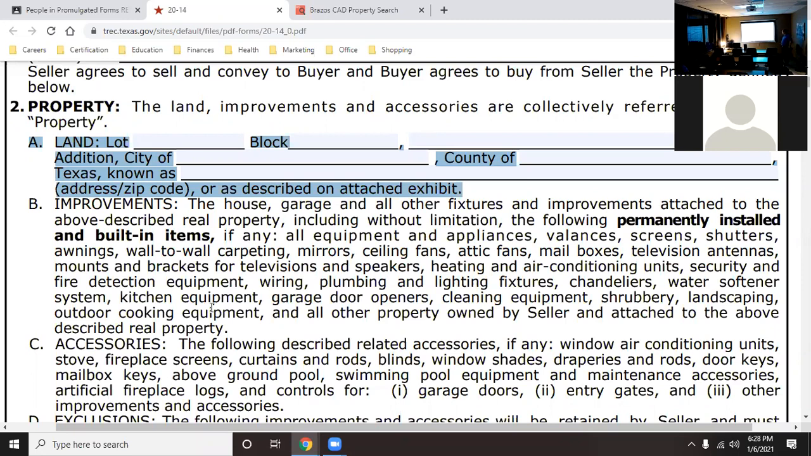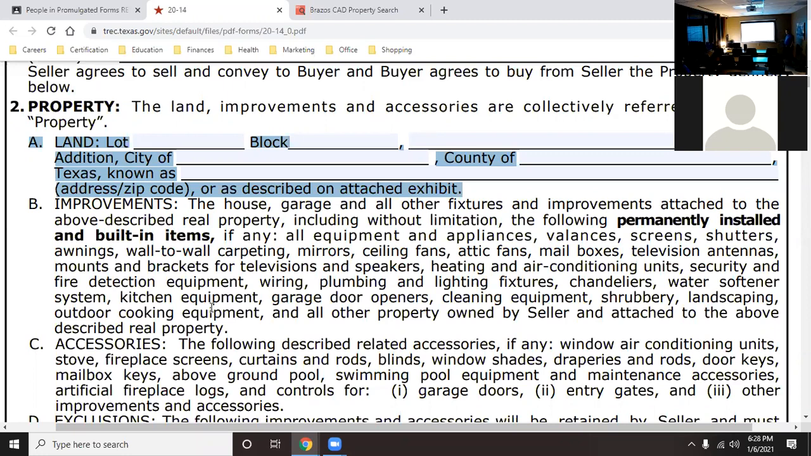I guess the attic fans, your mailbox. You don't get to take your mailbox. I'm sorry. You don't get to take your mailbox. Your television antennas. Be careful if you have DirecTV or Dish. That technically falls under television antenna. Hint. Any mounts or brackets for televisions or speakers. Very important. When you put a mount or a bracket in the wall, even though it can be unscrewed, pursuant to this, it don't convey. Period. It stays.